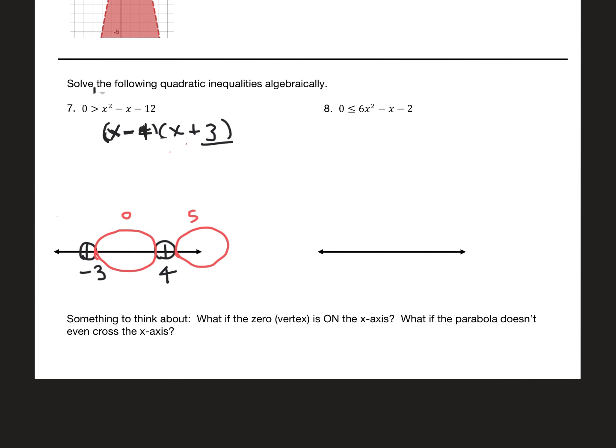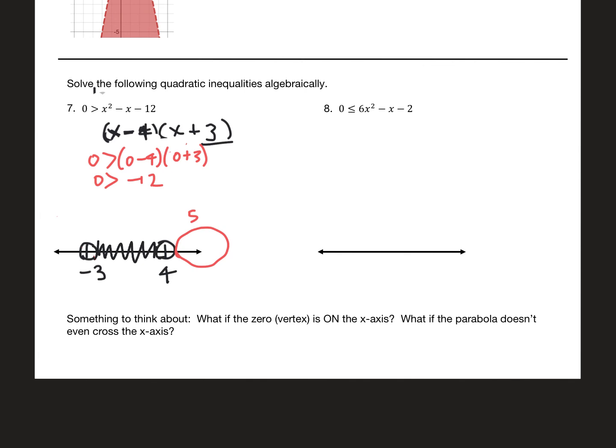X minus 4. Okay, next, let's plug in 0. Okay, we're going to plug in 0 next. So is 0 greater than 0 minus 4 and 0 plus 3? Or is 0 greater than -12? Well, yes it is. 0 is greater than -12. Let me get rid of this. So since the number that I tested is true, I'm going to have some shading in here. Shading, shading, shading.